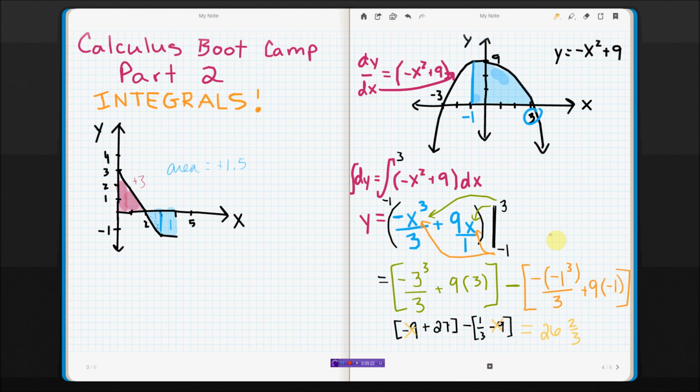There are other functions that have other tricks. This is how you find an integral for a polynomial only. I'm going to show you some other tricks later as they come up. That is the end of part 2.